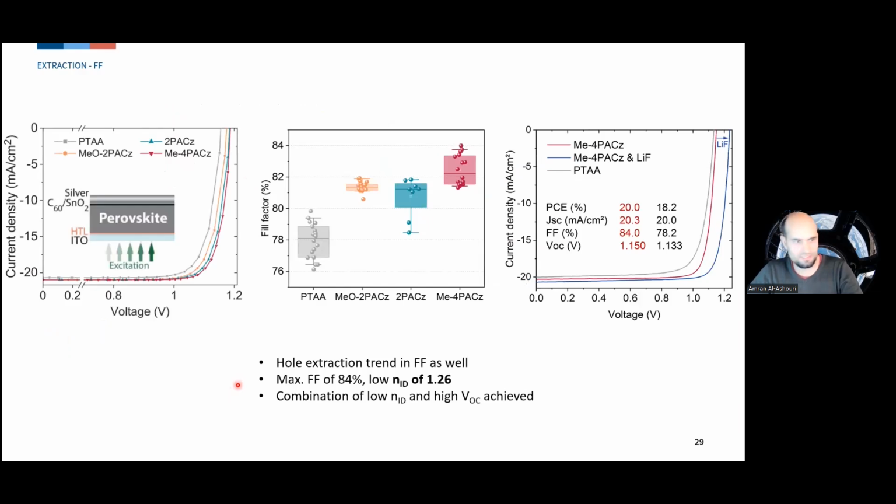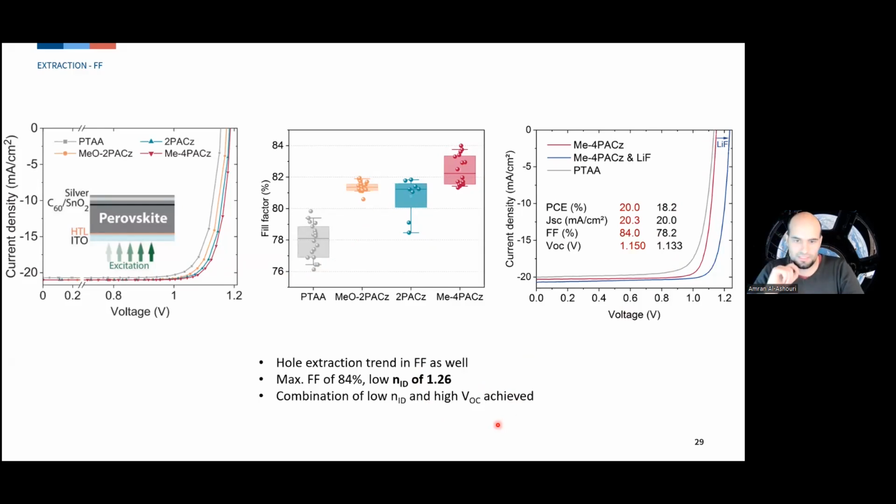Now to the solar cells. So all this information also translates into the fill factor of the solar cells in the JV curves. Again, the model system here, MeO-2PACz, 2PACz, MeO-4PACz. MeO-4PACz reaches the 84% mark. And when you do a pseudo JV curve, you know, 86 should be possible without any transport losses. And the main difference between 2PACz and MeO-4PACz is the low ideality factor. So now we have achieved low ideality factor combined with a high VOC when you passivate the C60 interface.